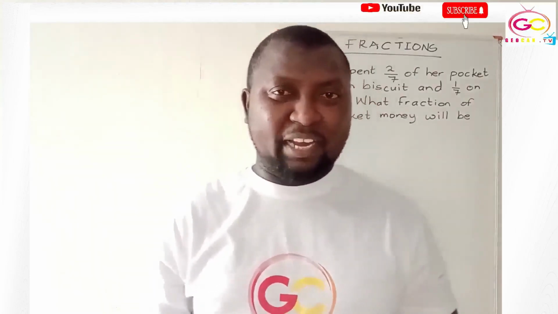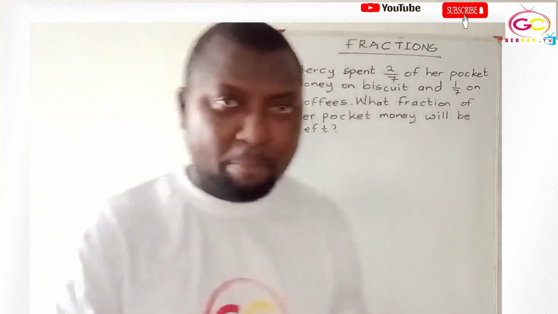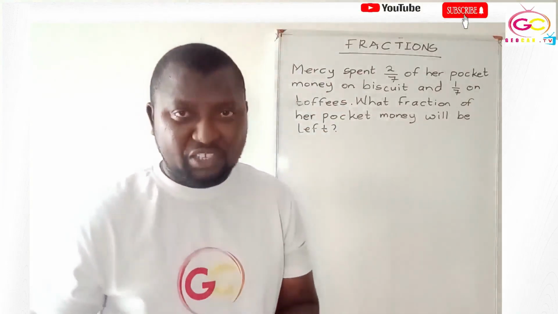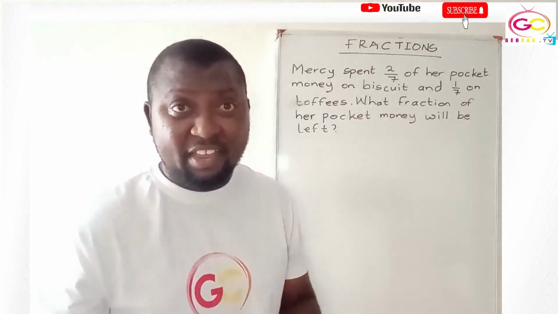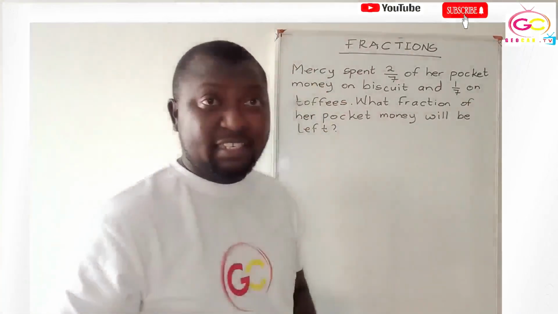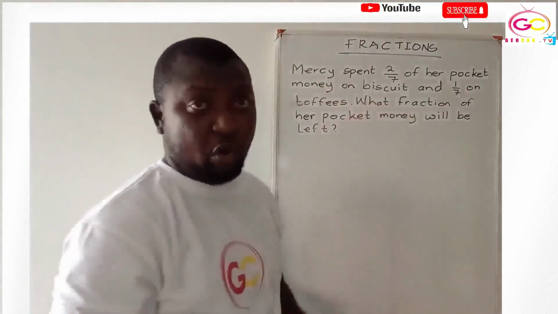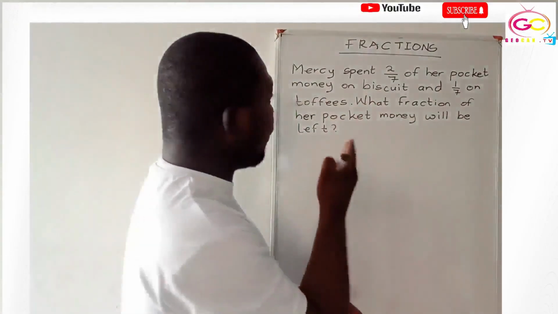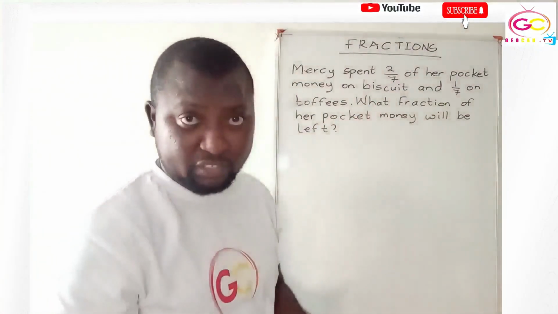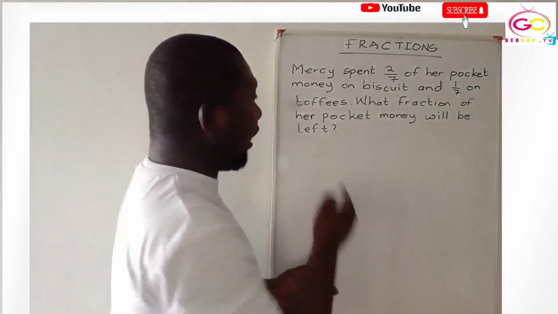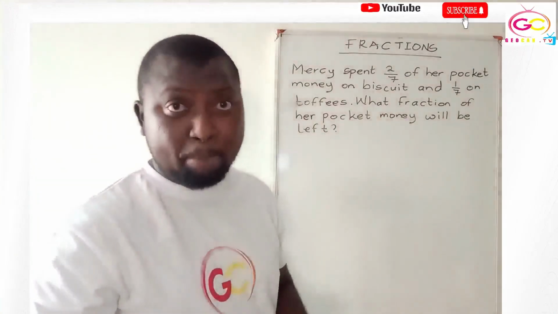Hello, my name is GEOCAN and I welcome you to Solvemath. Let's move quickly to the board and tackle this question on fraction. Yes, a very beautiful and interesting question for you. Please pay critical attention here. Good. Now, Messi spent 2 over 7 of her pocket money on biscuit and 1 over 7 on toffees. Now, what fraction of her pocket money will be left?